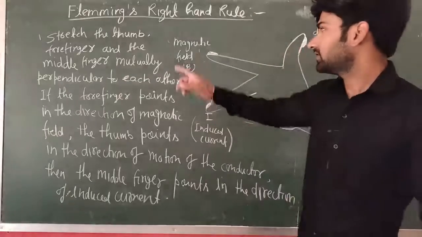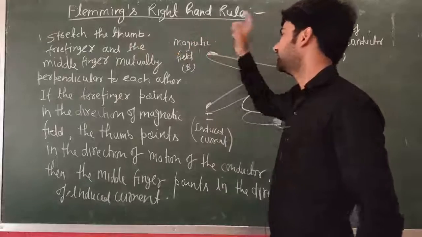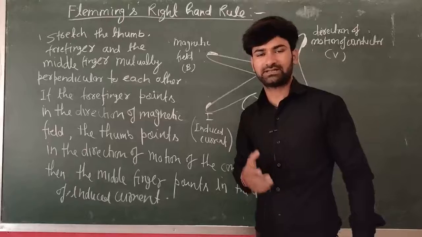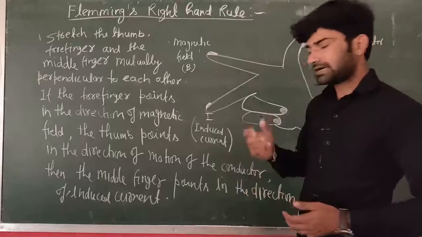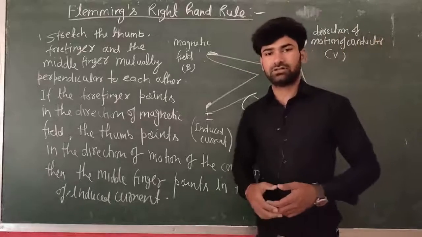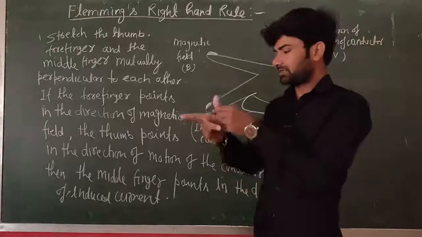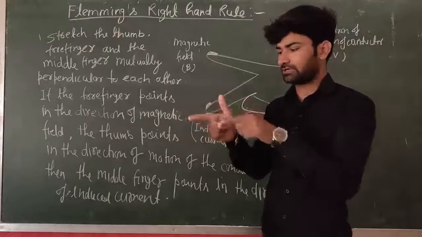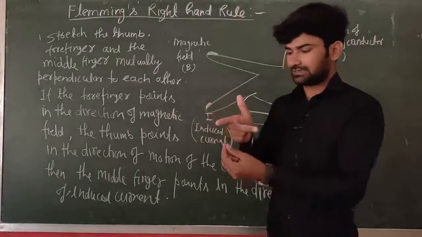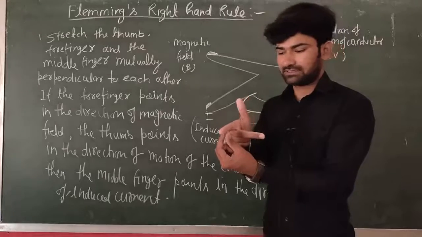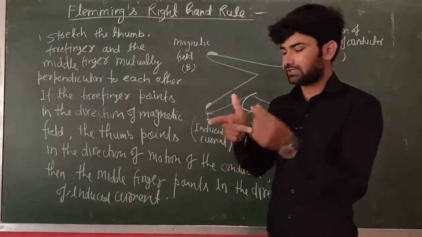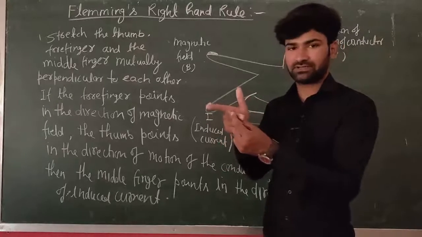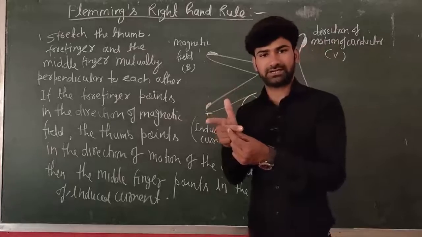I am going to start another important topic, Fleming's right hand rule. Fleming's right hand rule generally gives the direction of induced current in the conductor. According to Fleming's right hand rule, if thumb, forefinger and middle finger are mutually perpendicular to each other, and if this forefinger is in direction of magnetic field, thumb is in direction of motion of conductor, then this middle finger will show the direction of induced current.